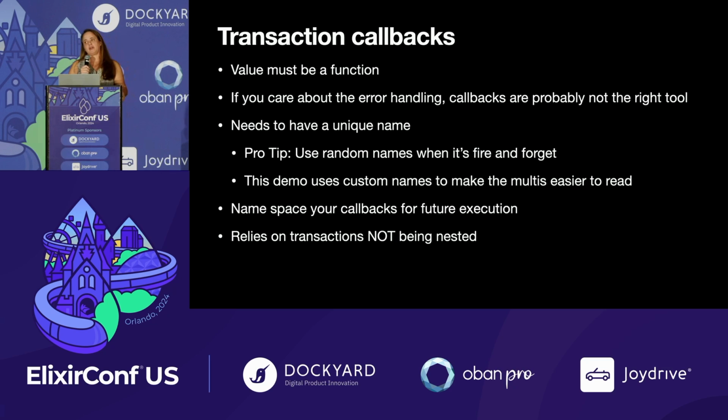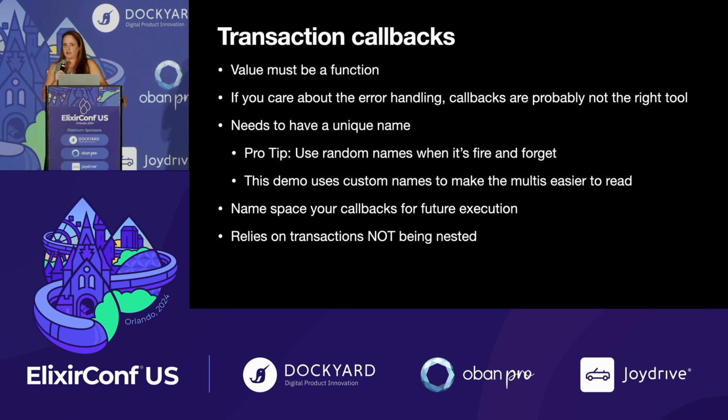And if you care about error handling, this is probably not the right thing for you. If it's something more important than metrics and logging, using a callback is probably not the right tool to pick up. It needs to have a unique name, and I like to use random generation for that. And you have to namespace your callbacks so that when you get done executing the transaction, you can find the right things to execute. You can find all your callbacks.